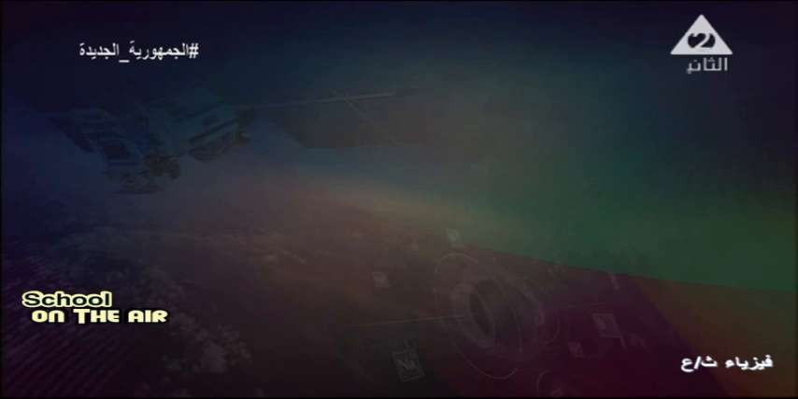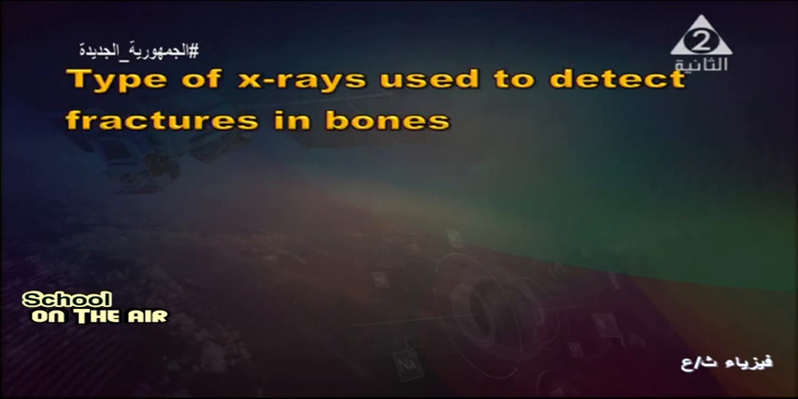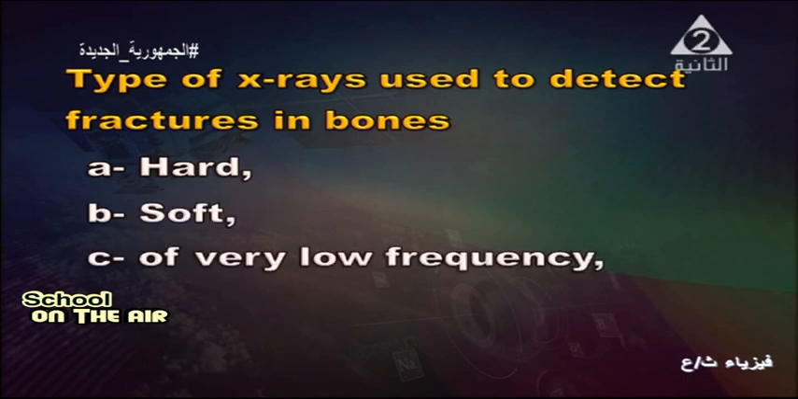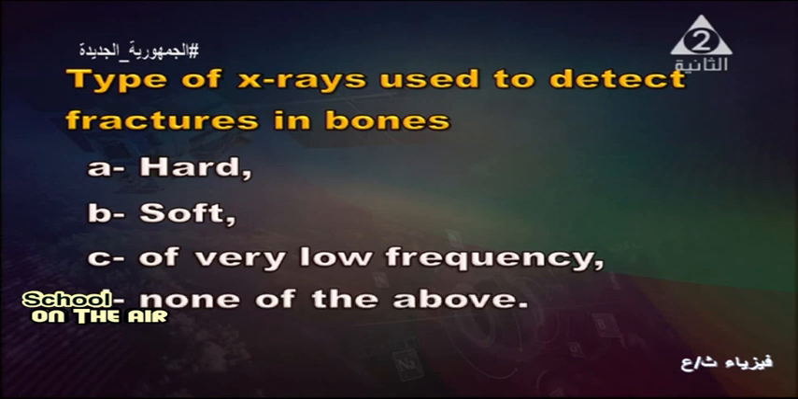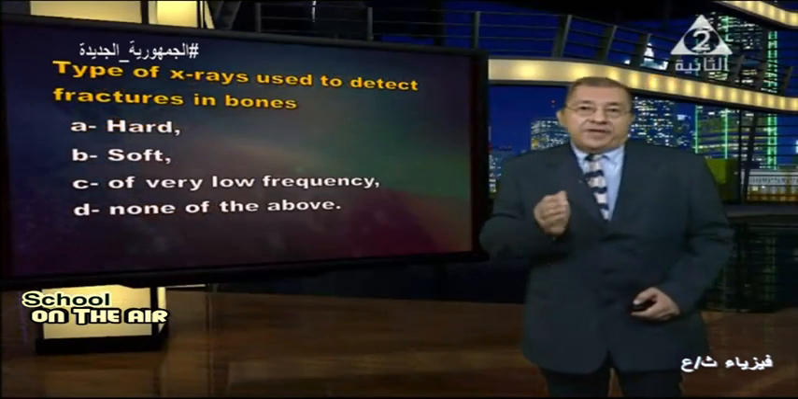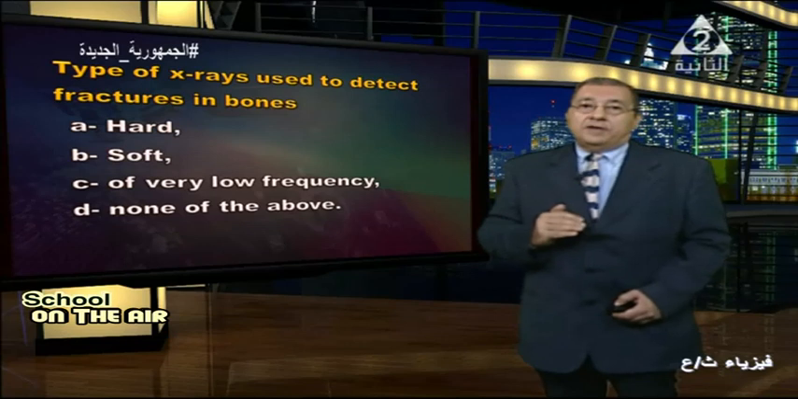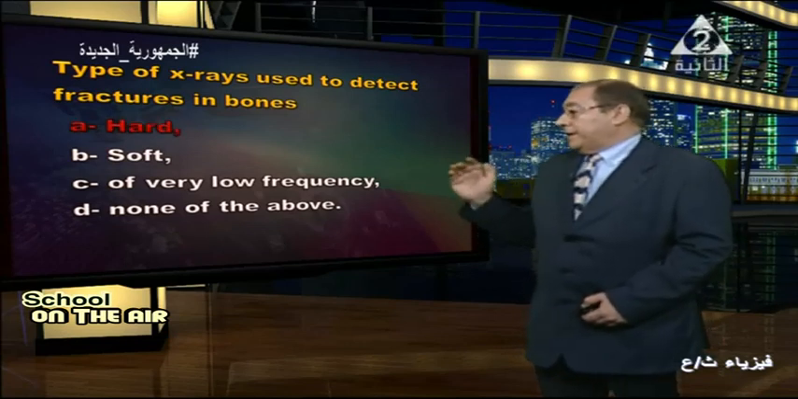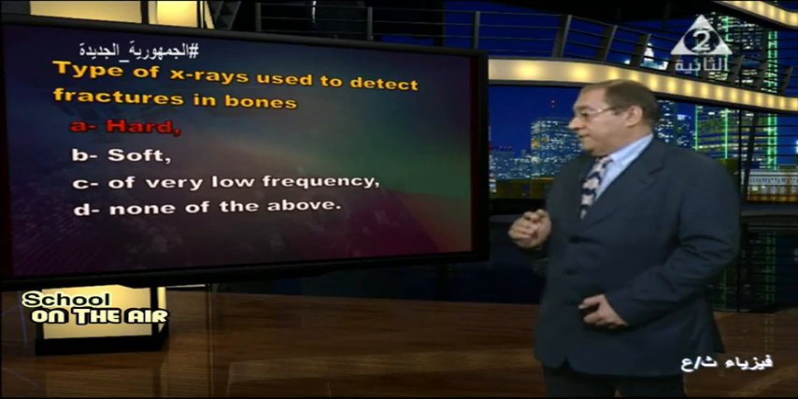And another choice, type of X-ray. Type of X-rays used to detect fractures, breaks in bones. Do we have to use hard or soft or of very low frequency or none of the above? We should use X-rays that have a high frequency range to be able to penetrate bones. So it should be, yes, hard. So the type is hard X-rays.